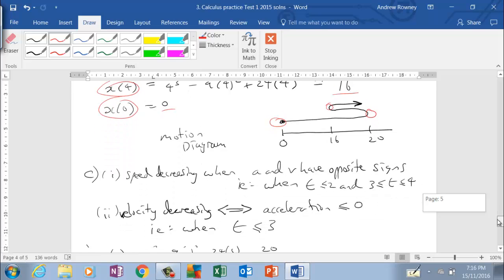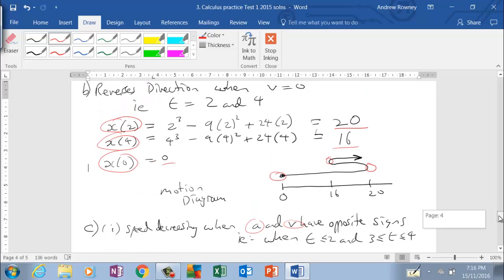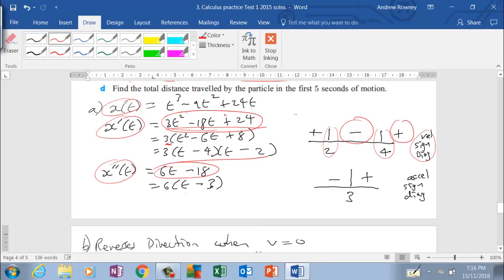Next question is, when is the speed decreasing and when is the velocity decreasing? Now you've got two rules. Speed's decreasing when A and V have opposite signs. Now they have opposite signs, if you look up here, when this here is positive and this will be negative, then we could say that they're opposite. So when t is less than 2.